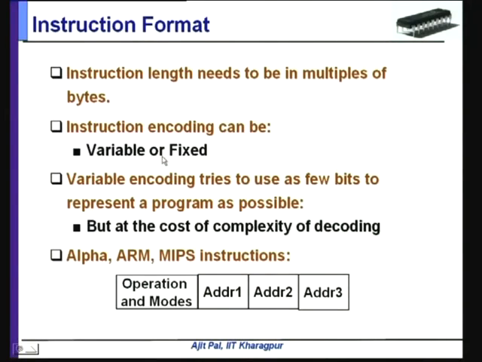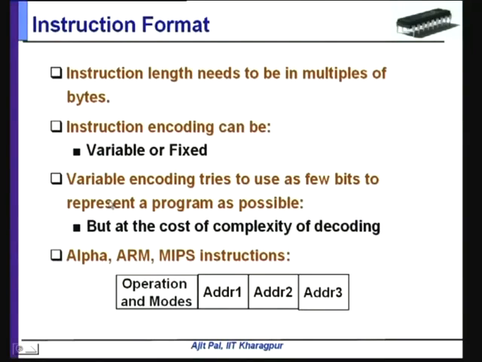So, you can either have variable format or fixed format. Particularly, later on we shall see the CISC processors have variable format. On the other hand, the RISC processors have fixed format. In general, that is true. Variable format leads to variable encoding, which tries to use as few bits as possible to represent a program, but at the cost of complexity of decoding. So, the complexity of decoding is present whenever you use variable format.